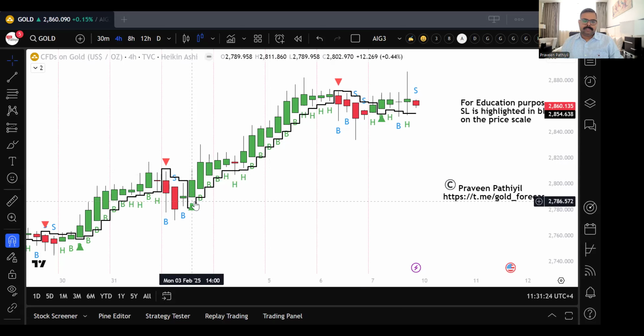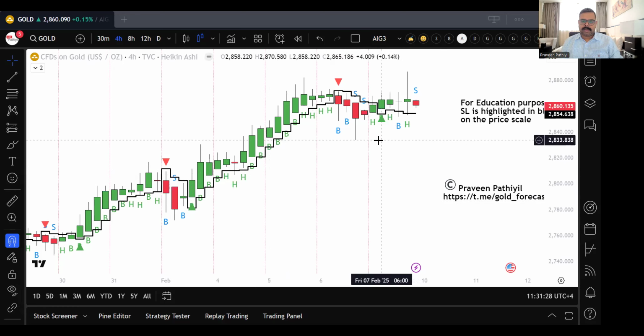So the first thing to be noted here is the buy or the sell. Currently, if we were to look at it, the market is in a buy. Okay, that is the first thing to be watched out for. Second thing is the current stop loss that we are watching out for. So this is the current stop loss for this particular buy trade.